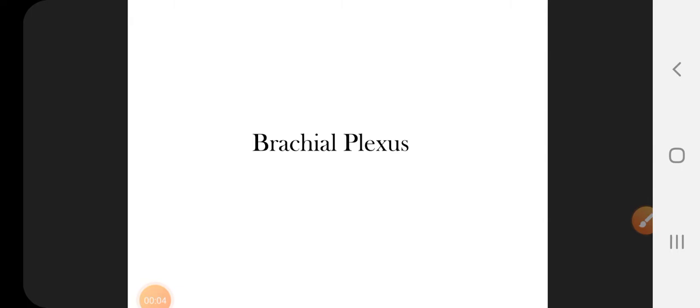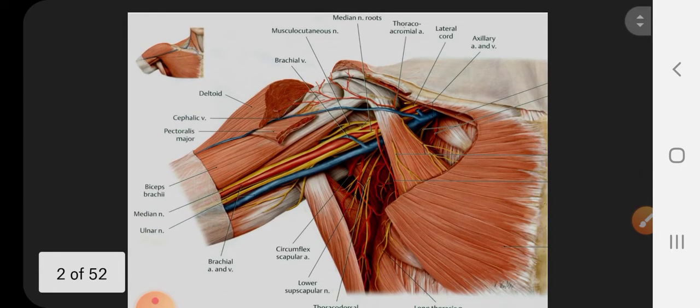Today I'll be discussing the brachial plexus. Brachium means the arm. Plexus means a group of nerve fibers which branch or get anastomosed, or join together, to form a bunch of nerve fibers. So the brachial plexus forms different nerves which go and supply the upper limb and part of the chest wall.